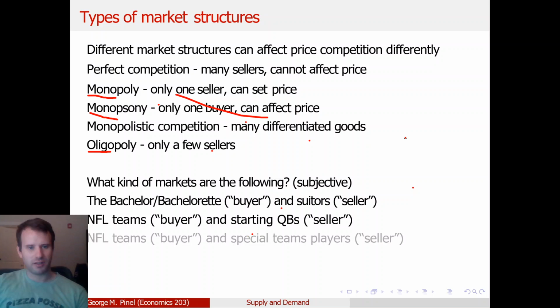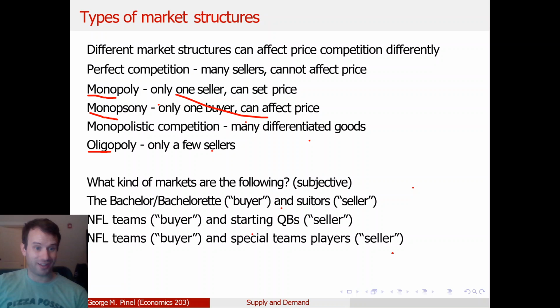Okay. So that kind of goes with this one. NFL teams are the buyer and special teams players are the sellers. So there are 22 special teams players. They come off the practice squad. And if you don't know football, that's fine. If you got this answer wrong on Blackboard, ooh, these are ungraded, so don't worry. But I'm giving you the background.